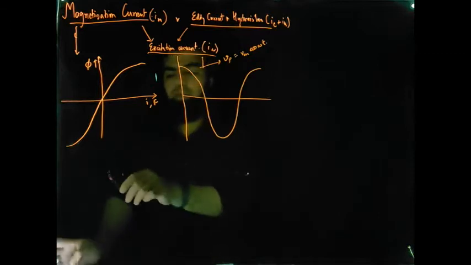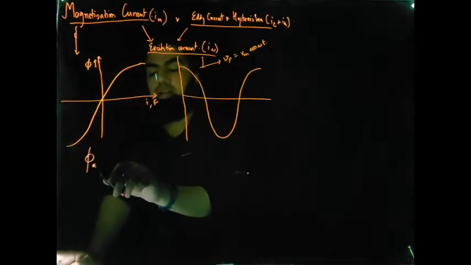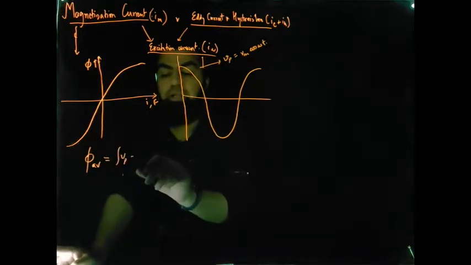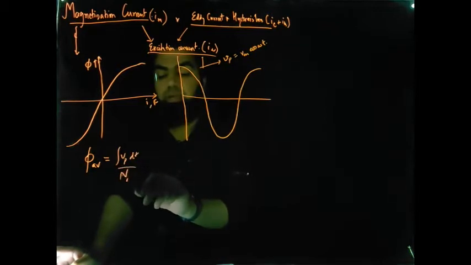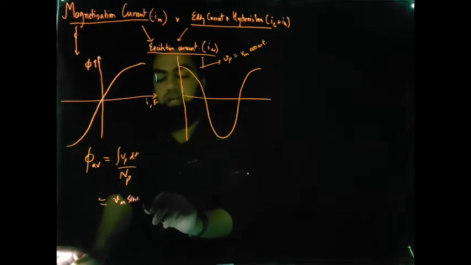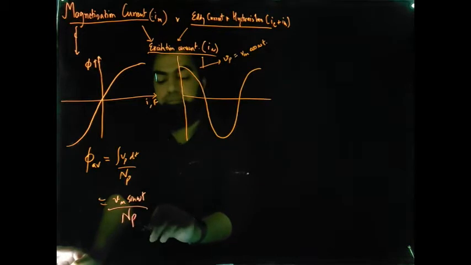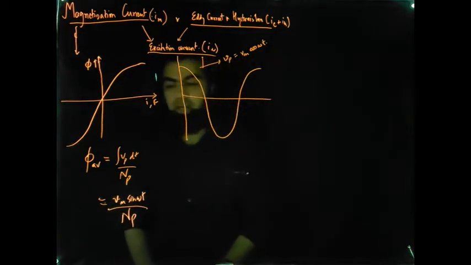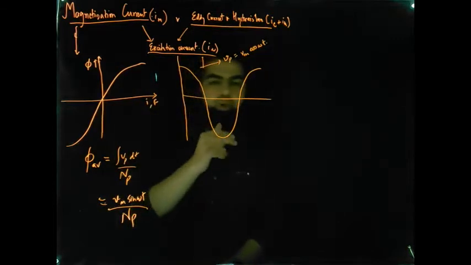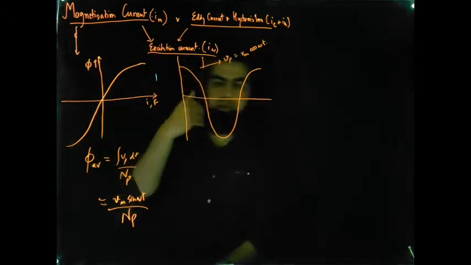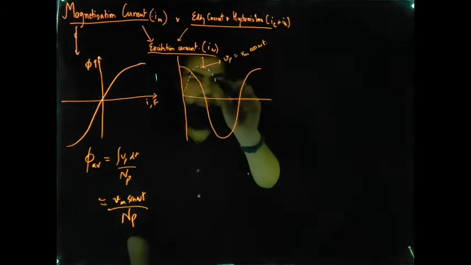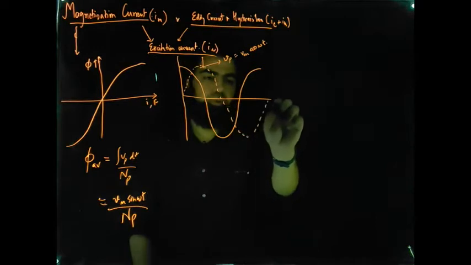This is our flux. Now we saw last time that the average flux in the system is given by integral of Vp dt divided by Np. So if Vp is equal to Vm cos omega t, the integral of that will give us Vm sin omega t divided by Np. Right? So this is the profile of Vp equal to Vm cos omega t. This is the profile of flux as it saturates. This is the profile of flux with respect to time, with respect to omega t rather.